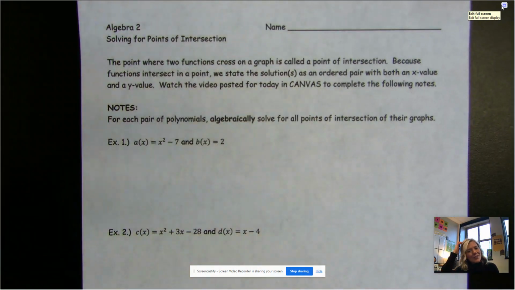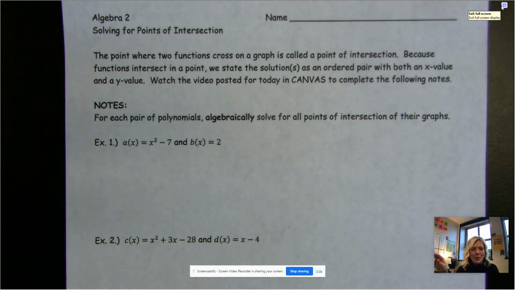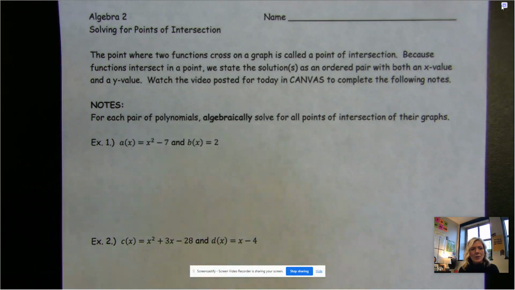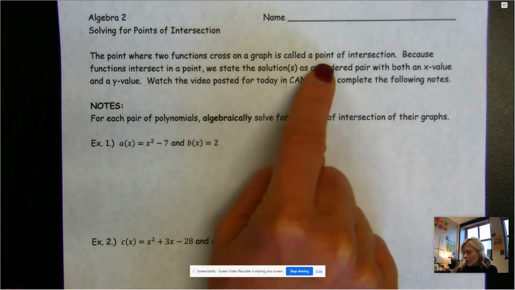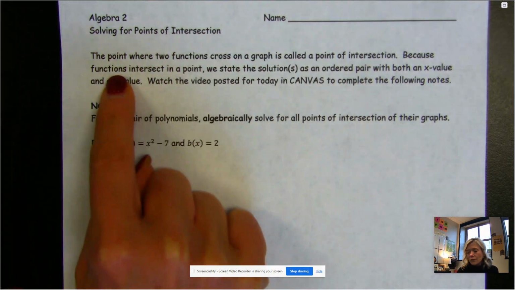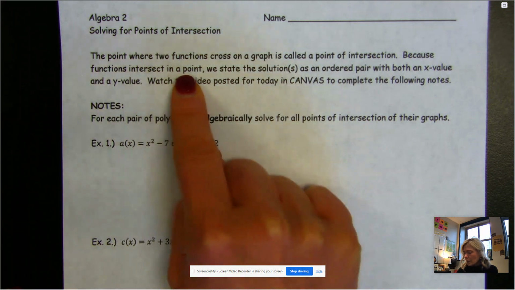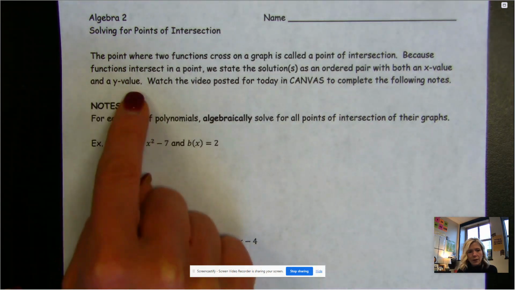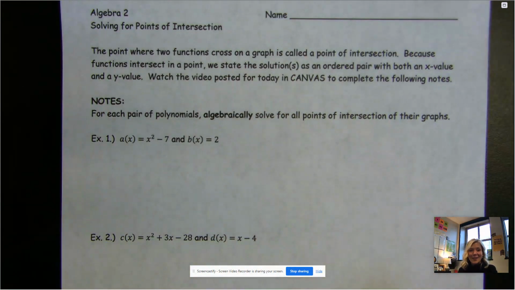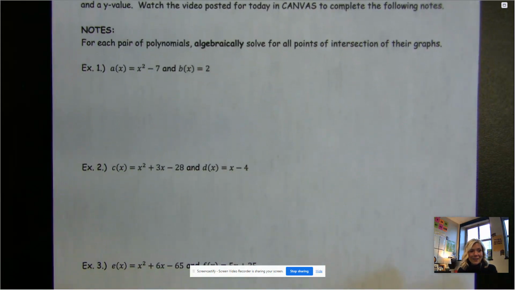Hello. So I'm going to show you in this video how to solve for points of intersection. So we did this yesterday, which is today for me, but yesterday was graphing, but today you have to do this algebraically. So it says, the point where two functions cross on a graph is called a point of intersection. Because functions intersect in a point, we state the solution as an ordered pair with both an x value and a y value. And then this is the video that you're watching to complete these notes.